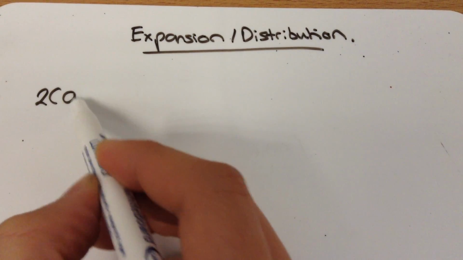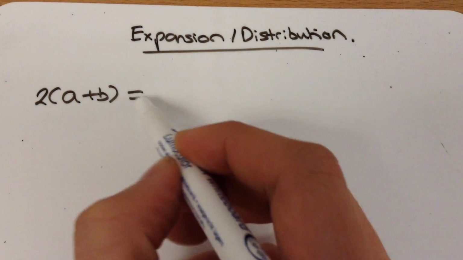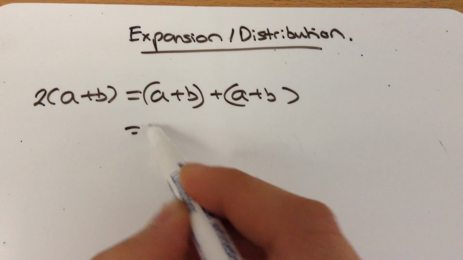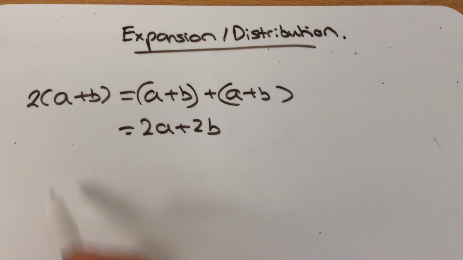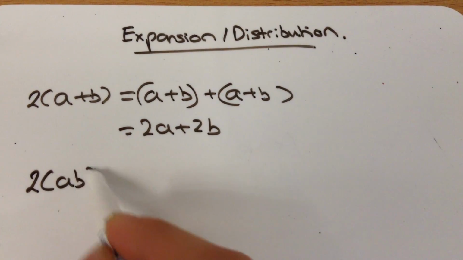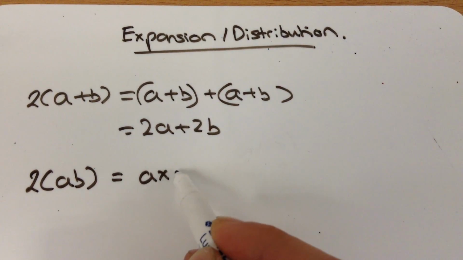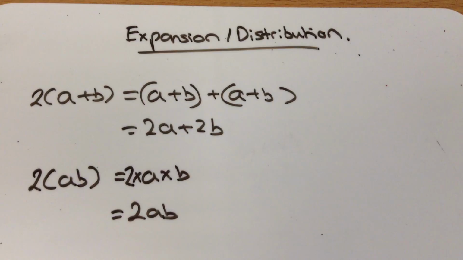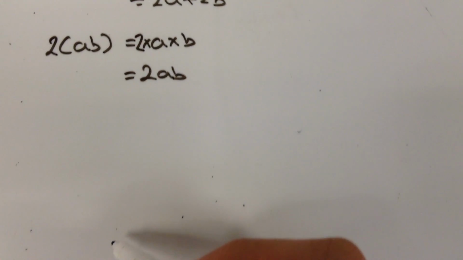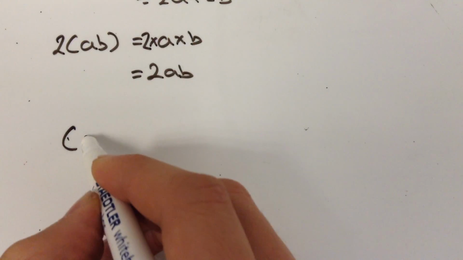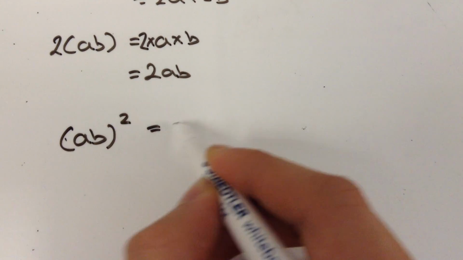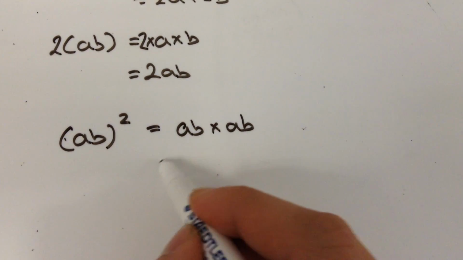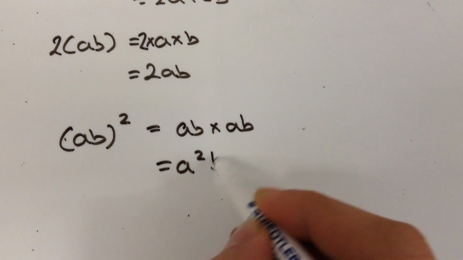For example, 2 times (a plus b) is 2 lots of a plus b, which is a plus b plus a plus b, or in other words, 2a plus 2b. But if you have 2 times a times b, that is 2 times a times b, which is just 2ab. We can take this one further. If we look at, for example, (ab) squared, that is ab times ab. Squaring means ab times itself twice, or in other words, a squared times b squared.